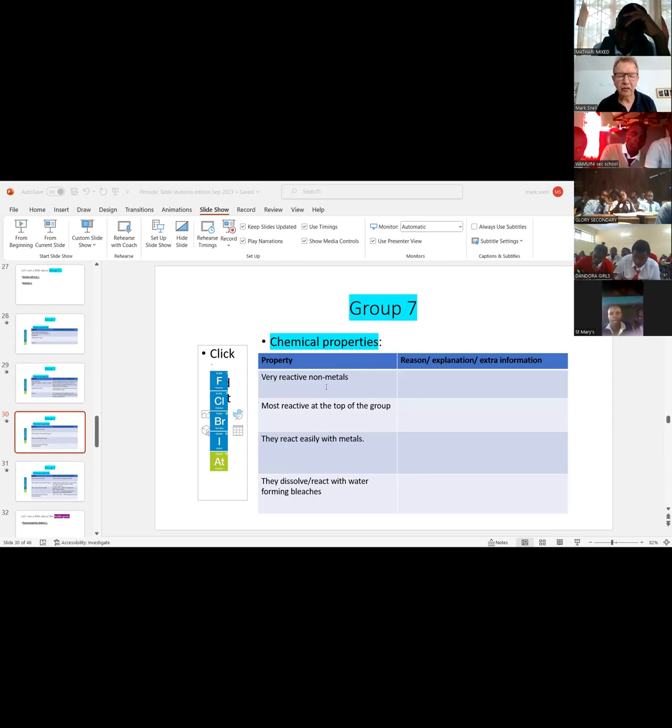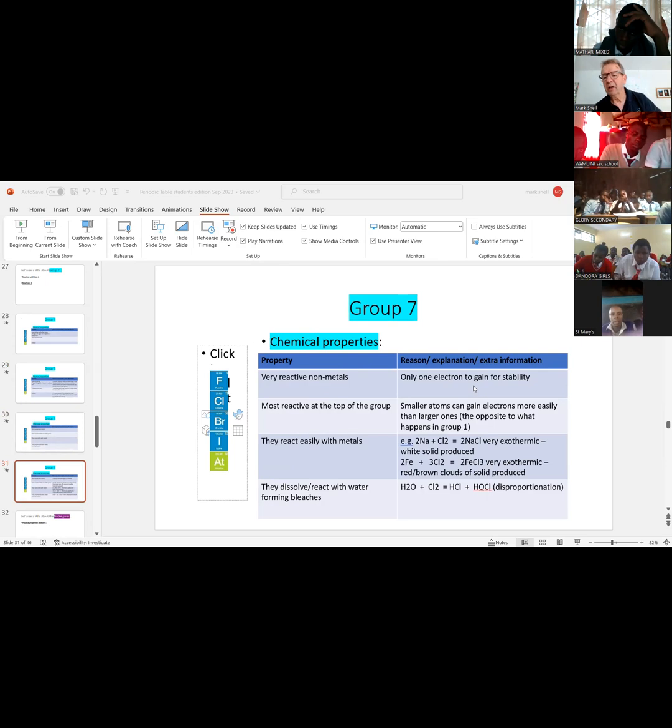So the reason they are very reactive is because they only need to gain one electron. It is easier to gain one electron if you are a small atom, because you can get near to something with your nucleus and pull the electron from them. So there's only one electron to be taken. Small atoms are good at that. So fluorine is more reactive than chlorine, which is more reactive than bromine, and so on.